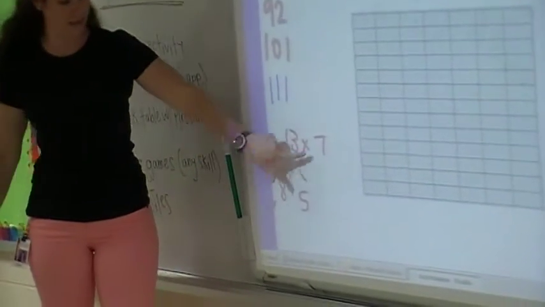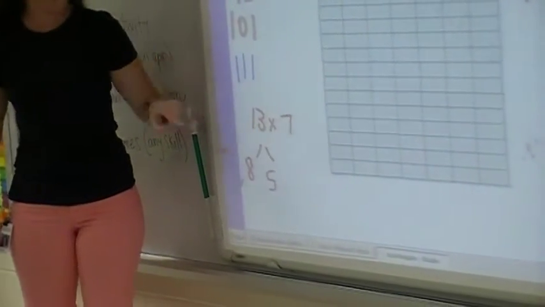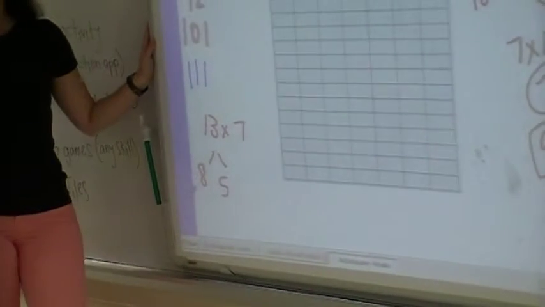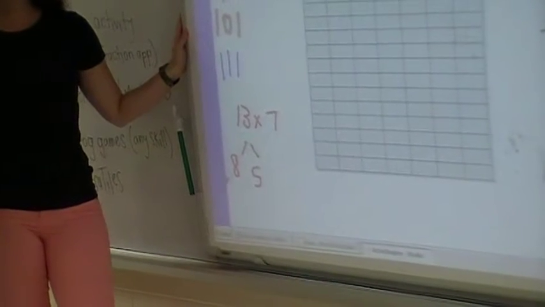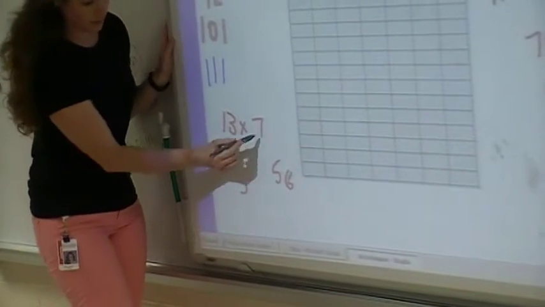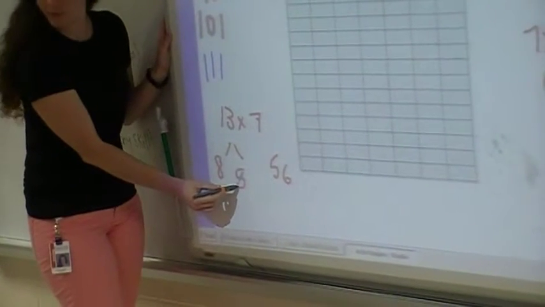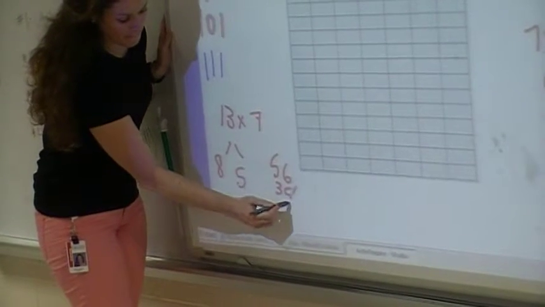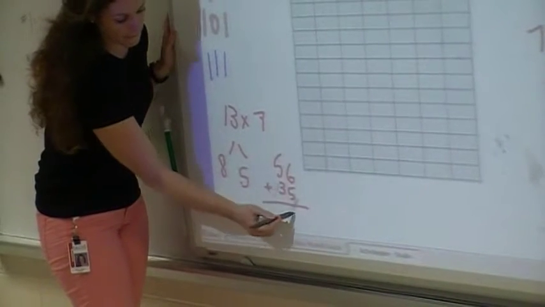What did you get for 8 times 7? 8 times 7. Oh, yeah. Okay, anybody help him? 56. Jared, 56. And then I did the 7 times 5, 35. Good. And then I added it up and I got 91. Perfect.